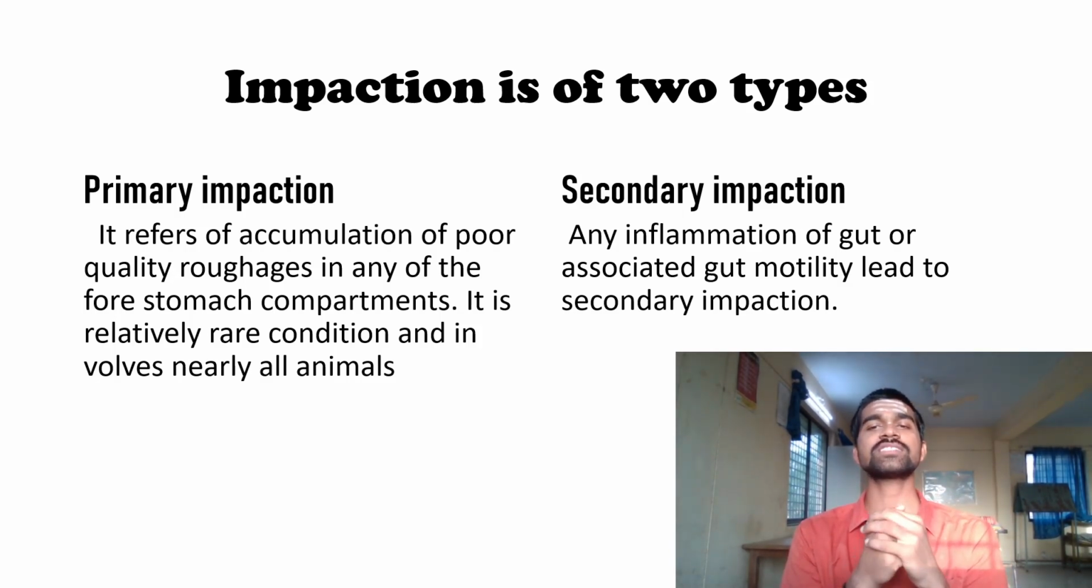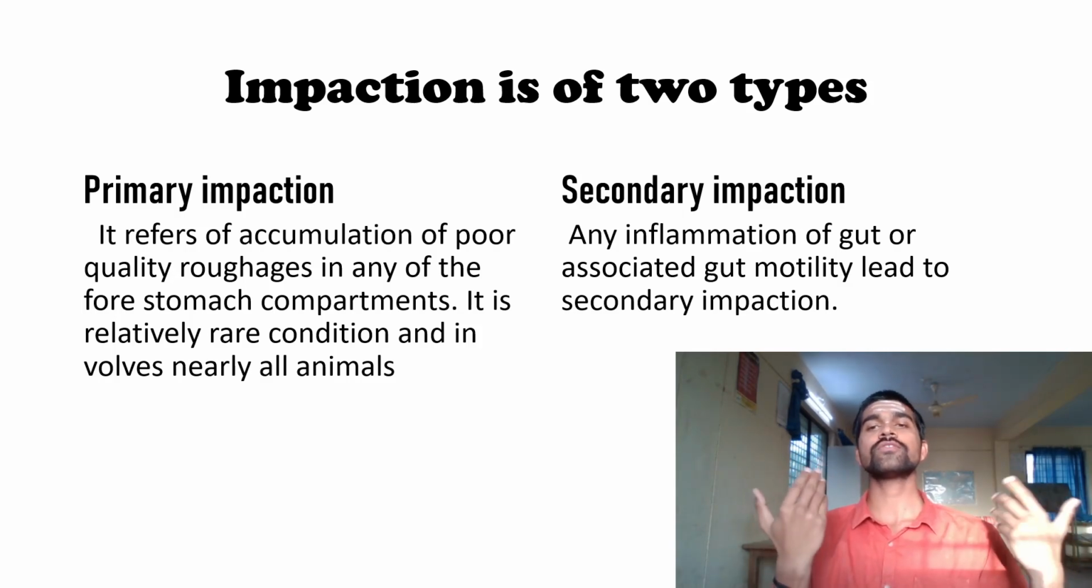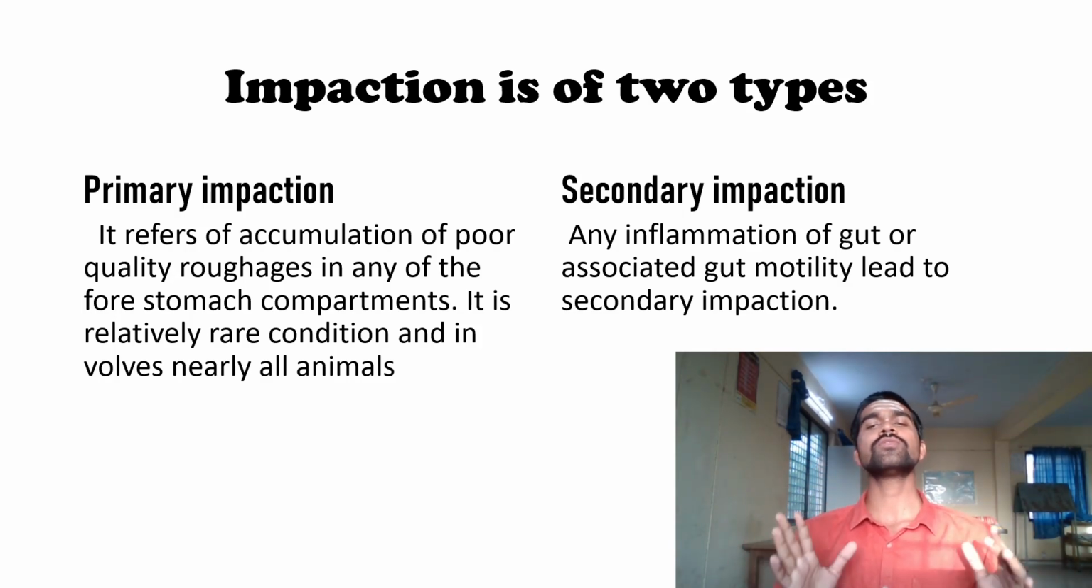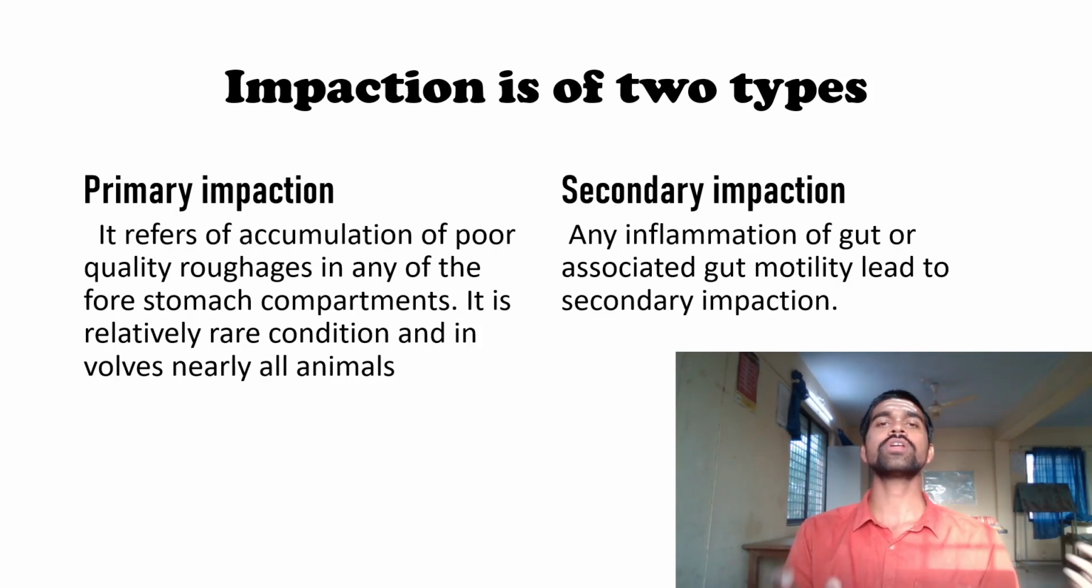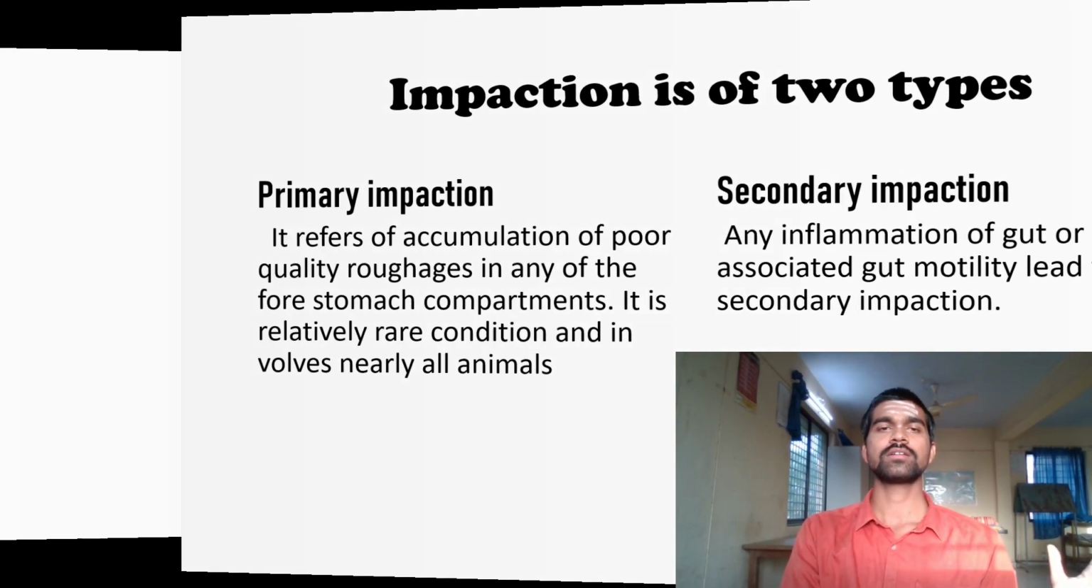Secondary infection: any inflammation of gut or associated gut motility leads to secondary infection. So it is the infection of gut. There will be no proper passage of food through the food pipe and intestine, which will be a big problem in the cattle during infection. So inflammation of gut is secondary infection.